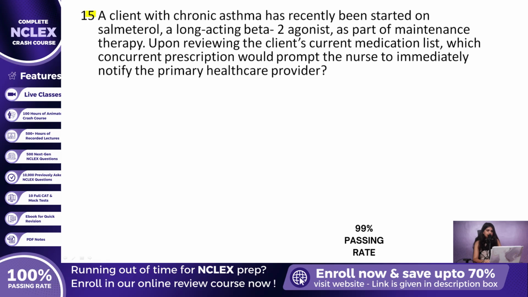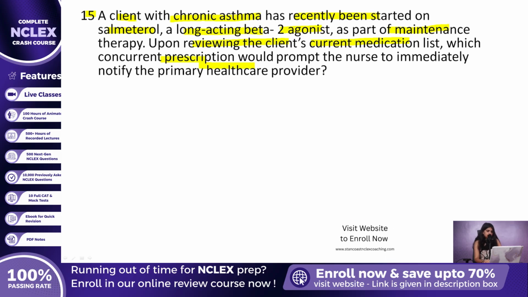Question number 15. A client with chronic asthma has recently been started on Albuterol, a long-acting beta-2 agonist, as part of maintenance therapy. Upon reviewing the client's current medication list, which concurrent prescription would prompt the nurse to immediately notify the primary healthcare provider? This question tests your ability to spot dangerous pharmacologic conflicts before they lead to complications. Each option tells a story.